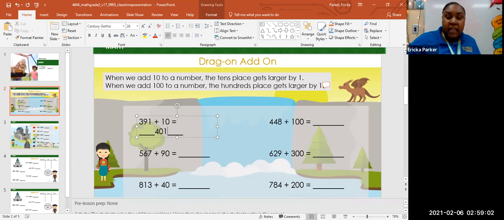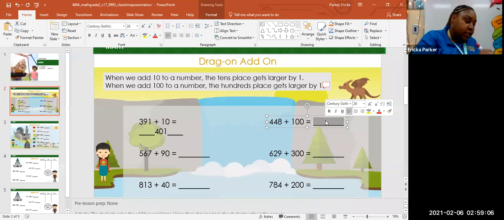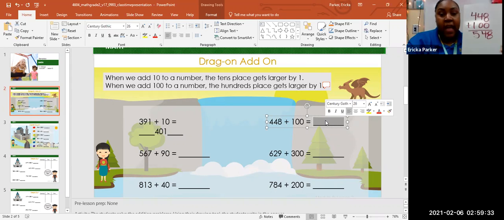Now, let's look at the next one right here. 448 plus 100. Since there are zeros underneath here, I do want to give you a little trick. If there's zeros underneath here, you can go ahead and slide on over to the hundreds and count the hundreds first. So 4 plus 1 equals 5. And then we already know that this is going to be 548.